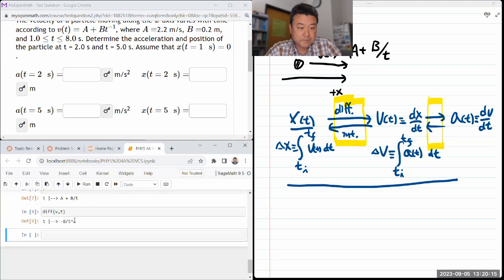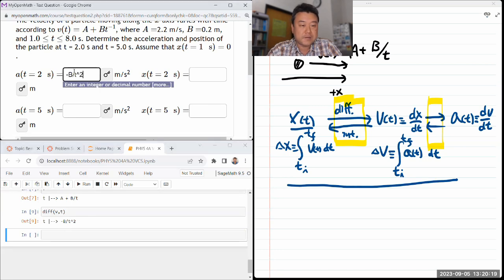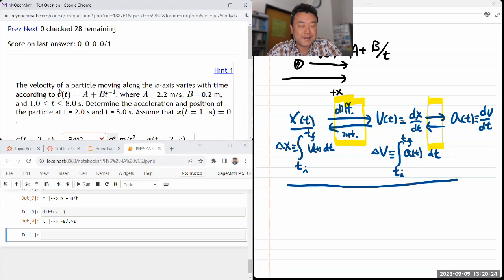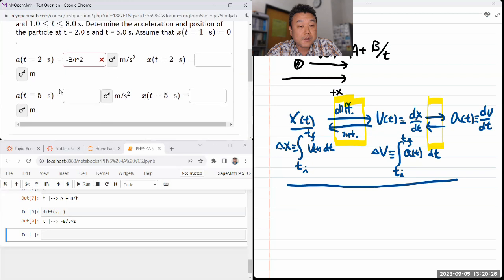Oh, so it gives me an expression. Now, you can't put in minus b divided by t squared. If you try to put that in, it'll error out. It'll say, oh, that's not right. So you have to plug in the values.